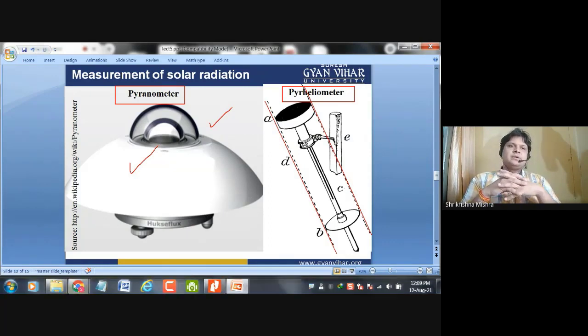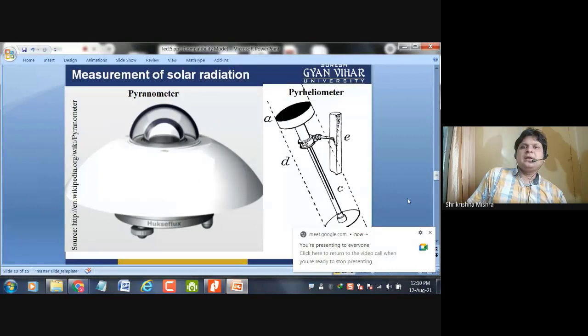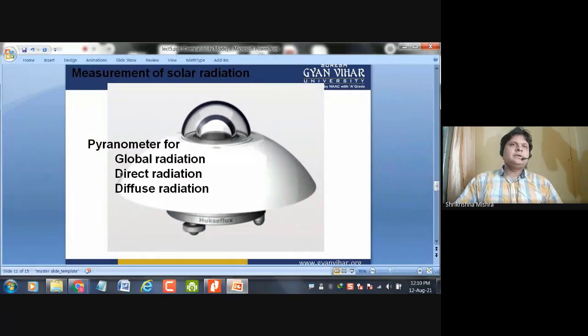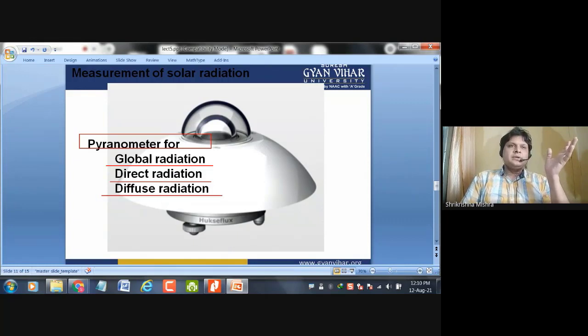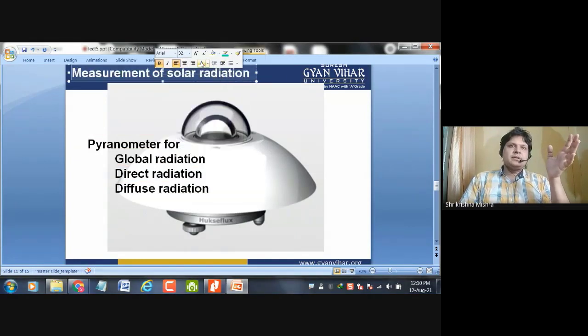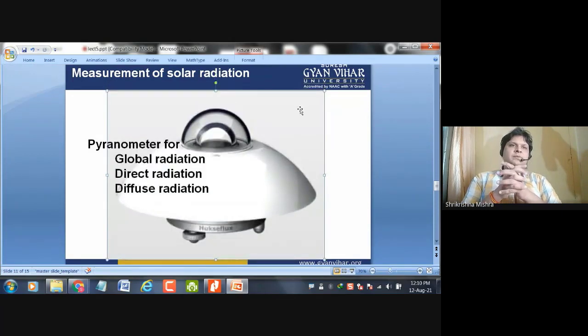All right, so this was your pyranometer. Then after, as I have already told you, the pyranometer can be used to calculate the global radiation, meaning the total radiation, which includes all types of radiation. Direct radiation you can also calculate from it, and diffuse radiation also. So this pyranometer is very important. Why? Because it can measure direct radiation, global radiation, as well as diffuse radiation. All three can be measured from it.